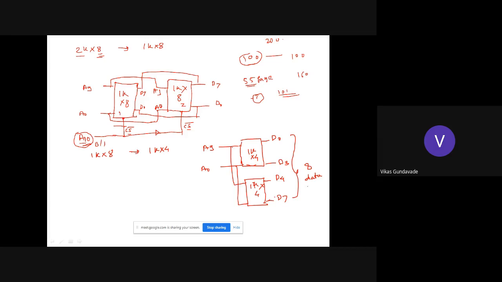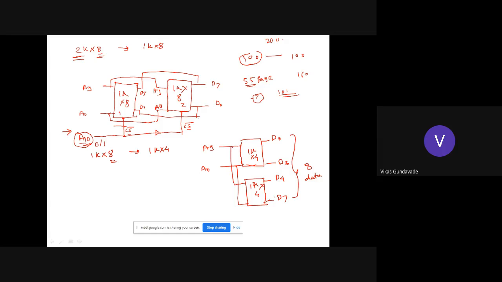So the word size on each page will increase if I make the combination in such a way. Now see this difference. When we are increasing the capacity of memory, the address lines will go on increasing, and whatever extra address lines are available are used for chip selection.